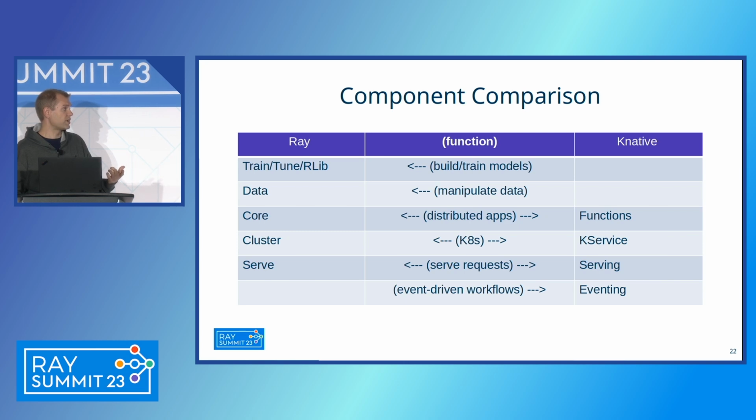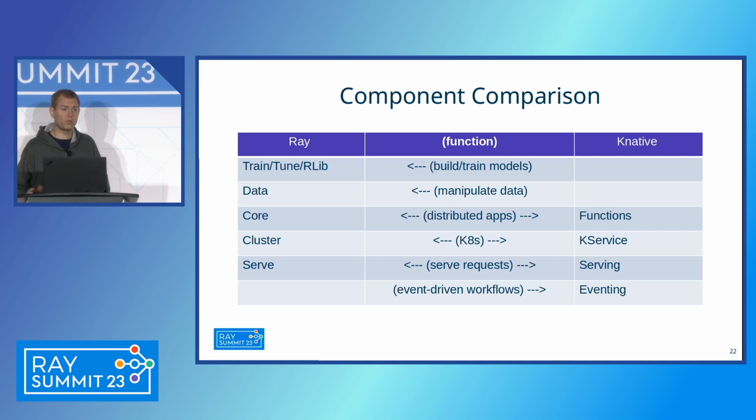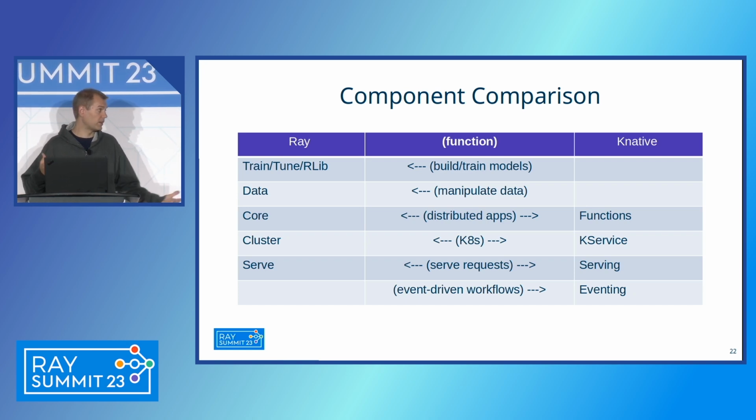Both allow you to run distributed applications. You can use Ray Core to do that. If you're using Ray, you can use functions to do that in Knative. You can run in Kubernetes, a Ray cluster versus the Knative KService. And for serving, both applications have something called Serve or serving that handles that.